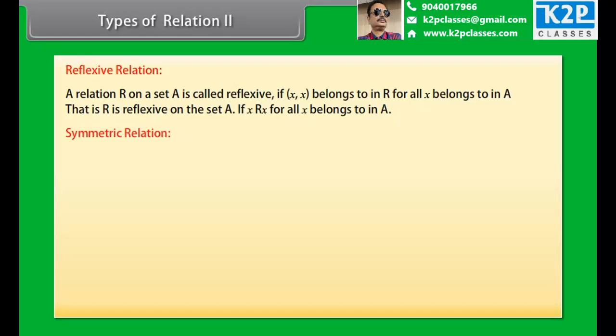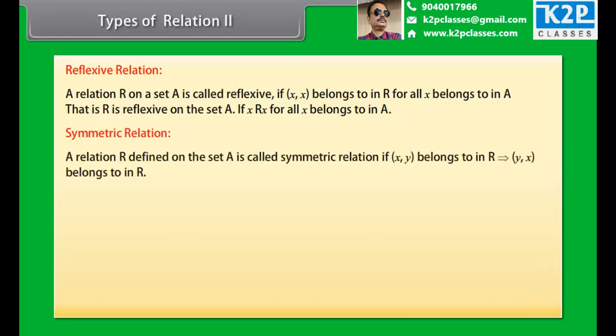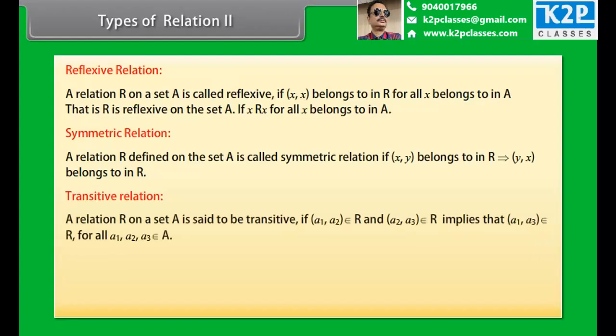Symmetric relation. A relation R defined on the set A is called symmetric relation if (x, y) belongs to R implies that (y, x) belongs to R. Transitive relation. A relation R on a set A is said to be transitive if (a1, a2) belongs to R and (a2, a3) belongs to R implies that (a1, a3) belongs to R for all a1, a2, a3 belonging to A.